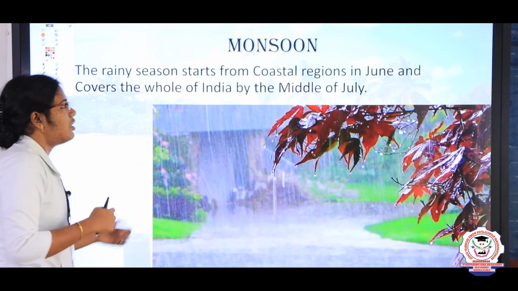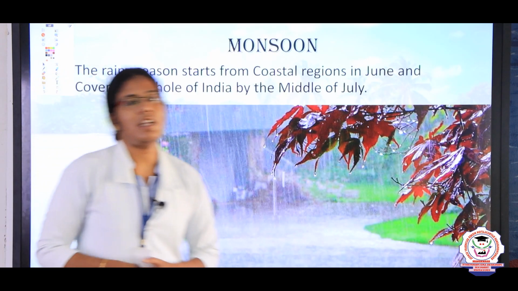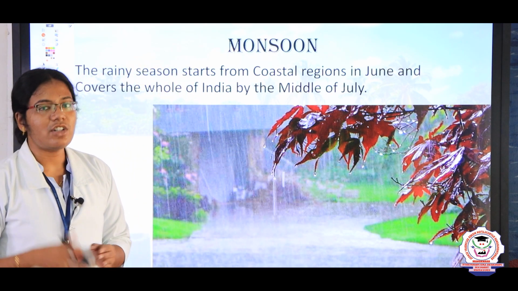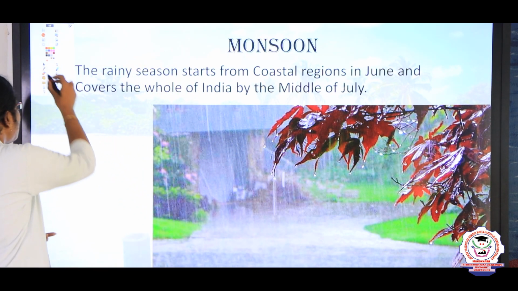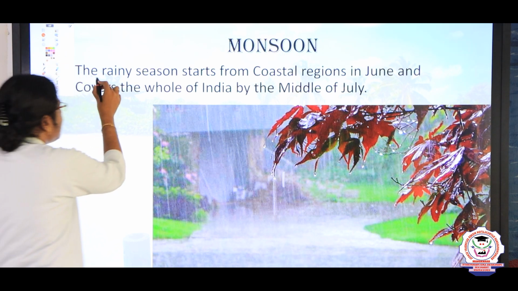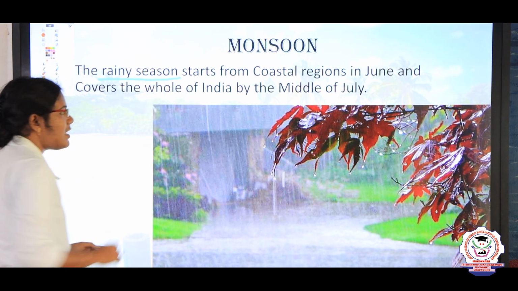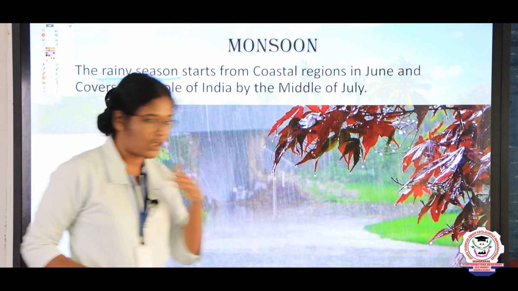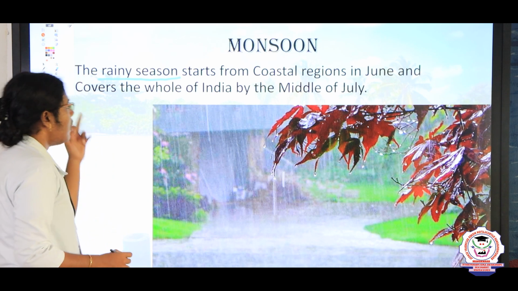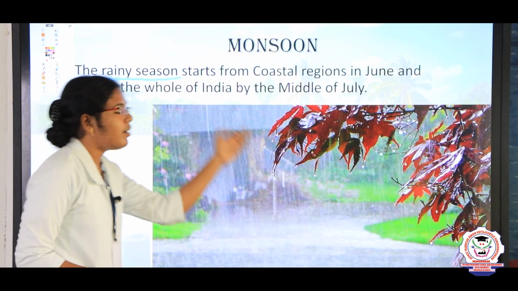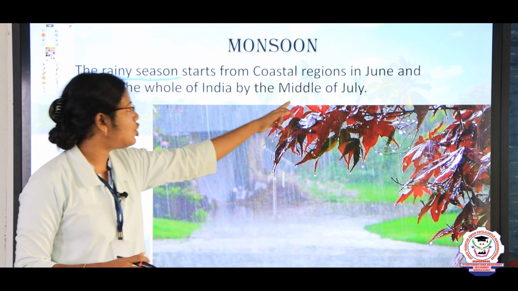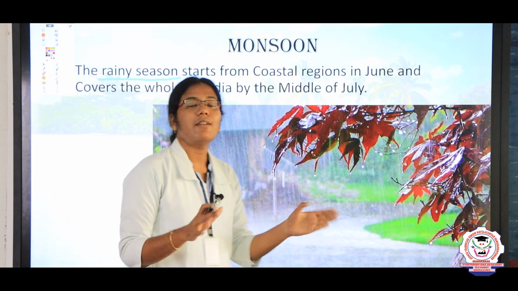The next topic we are going to see here is the monsoon. Children, the monsoon season is nothing but the rainy season. The rainy season starts from the coastal region in the month of June onwards, and it covers our country India overall by the middle of July.